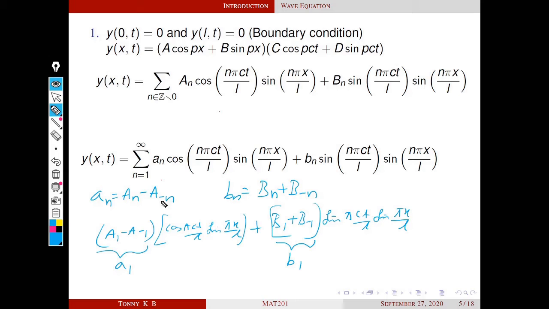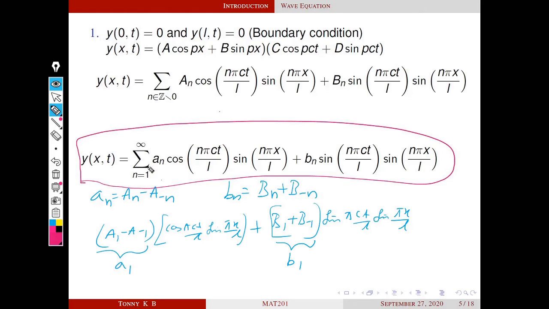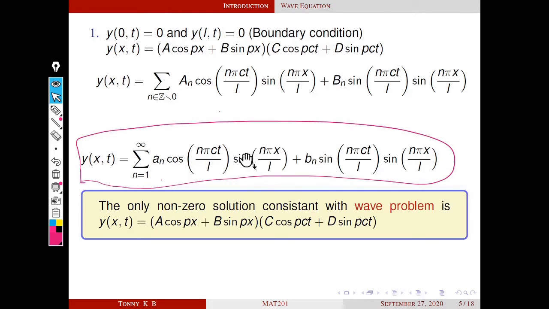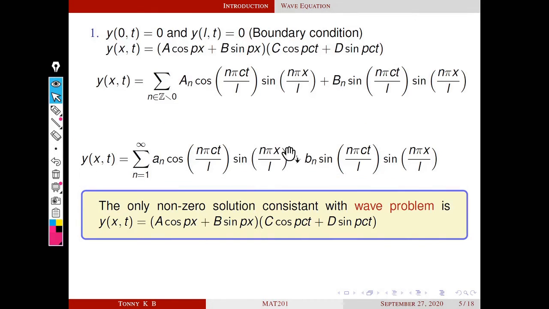Here an and a minus n are arbitrary, so their difference is also arbitrary, that is replaced by small an. Similarly, bn and b minus n are arbitrary, so their sum is also arbitrary, so we are replacing that quantity by small bn. This is the non-zero solution derived from our third separable solution. This is the justification for the statement mentioned in the previous session. Here sin(n pi x by l) is common, so you can take it outside.